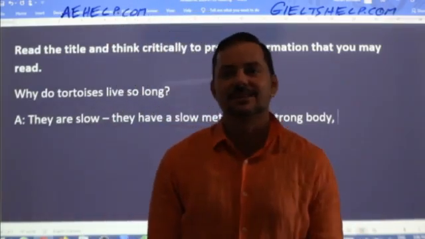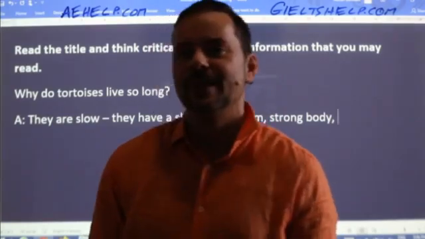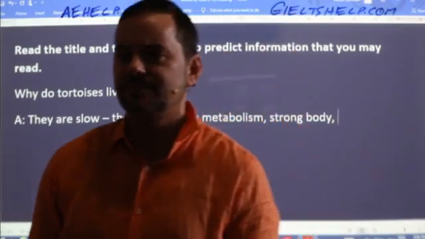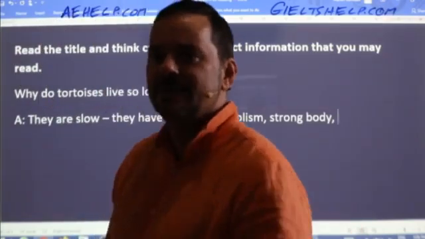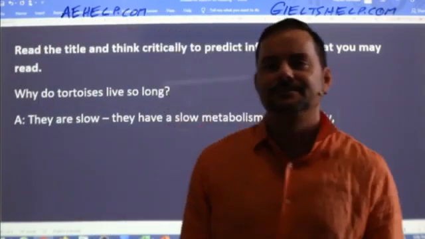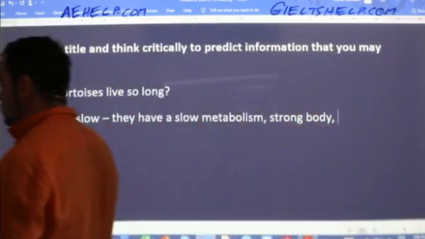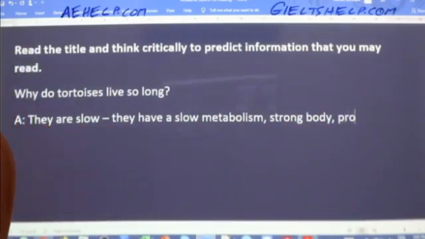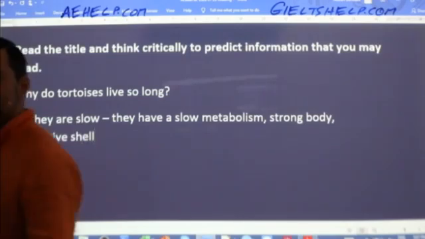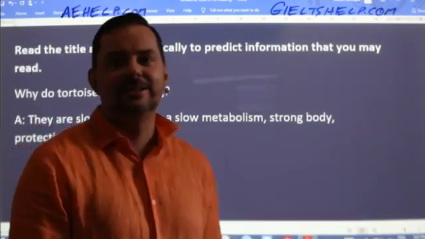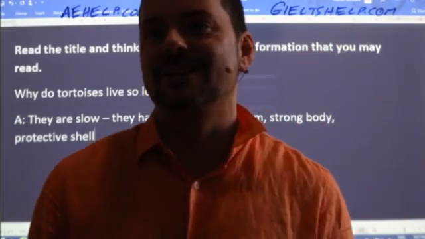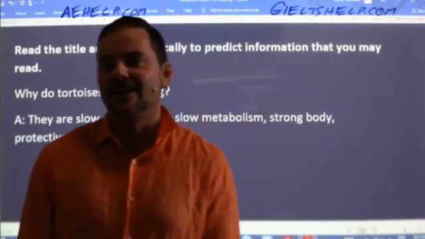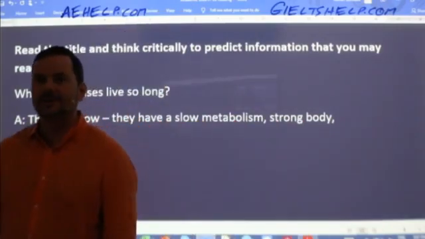Dicey SPB says, because they're slow. Yeah. What does a turtle have on its back that protects it from harm? It's called a shell. Strong body. Protective shell, maybe? Okay. Yeah, Latifa, it's a turtle shell, or tortoise shell in this case. Right. Very good.